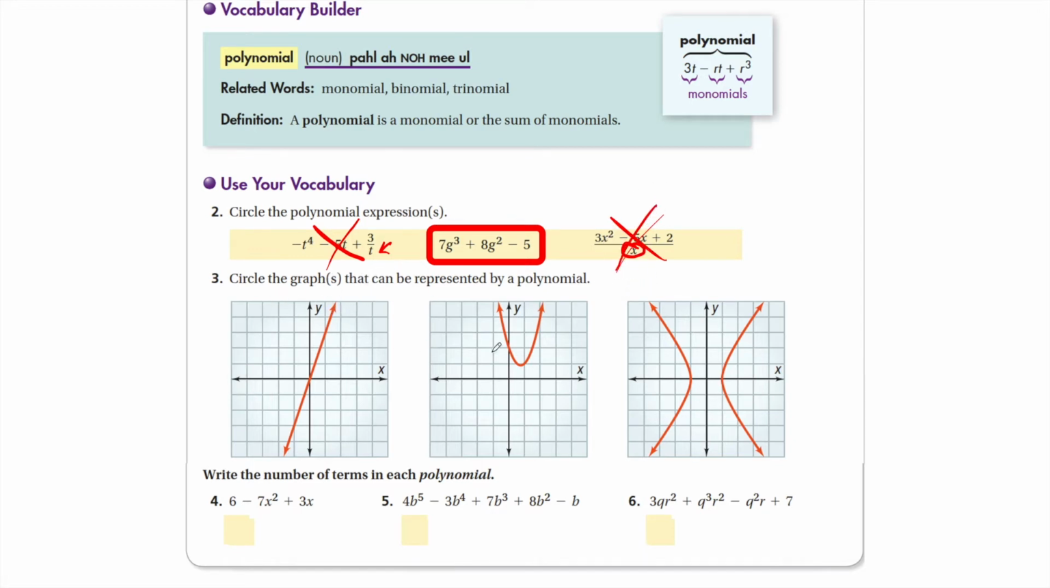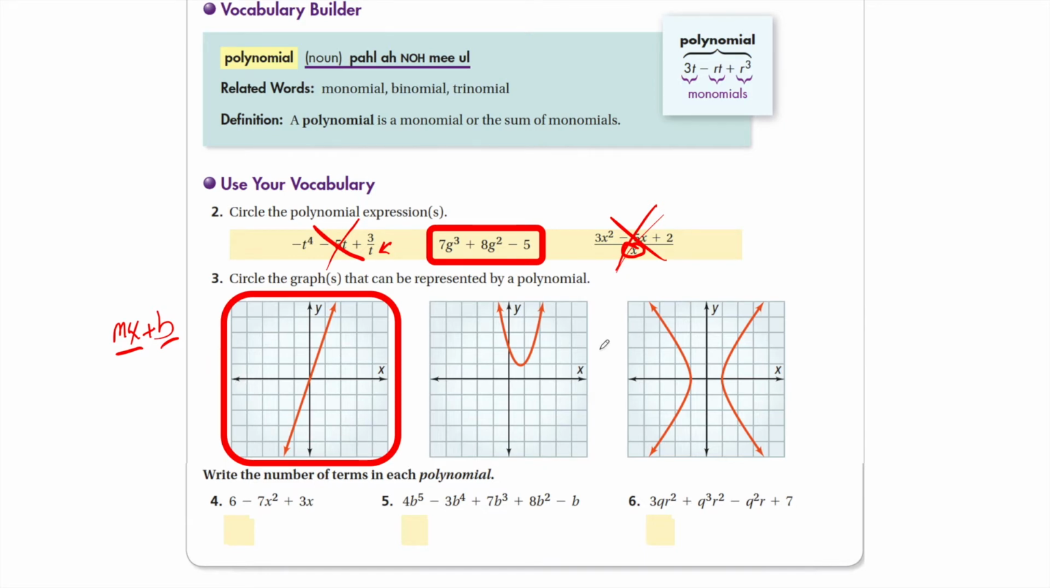Circle the graph that represents a polynomial. In order for something to be a polynomial, it can be written as a function. Now, this is a straight line, a linear function. It comes in the form of y equals mx plus b. That is one term, that is another term. There is no division by x values, or division by variables, and therefore, that first graph is in fact a polynomial.